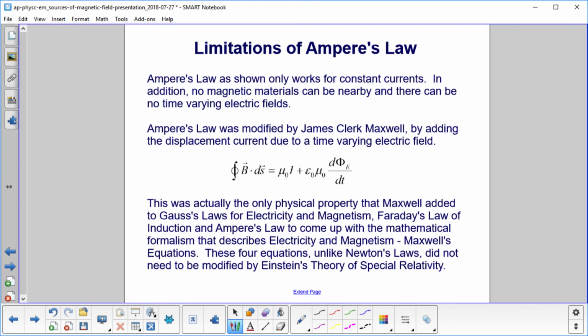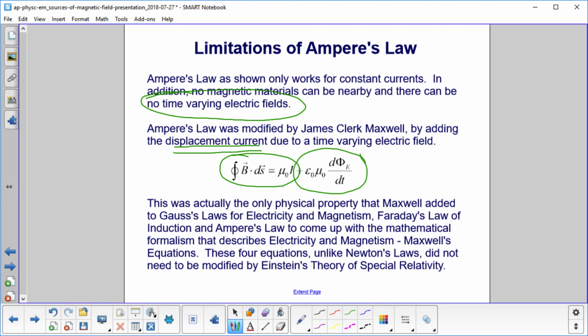There are limitations. Ampere's law only works for constant currents. In addition, no magnetic materials can be nearby, and there can be no time-varying electric fields. Ampere's law was modified by James Clerk Maxwell by adding the displacement current. That's a current that really doesn't exist between two sides of a capacitor, and hopefully we'll get to that a little later. But here's the Ampere's law I just showed you. Maxwell completed it by adding a time-varying electric field.